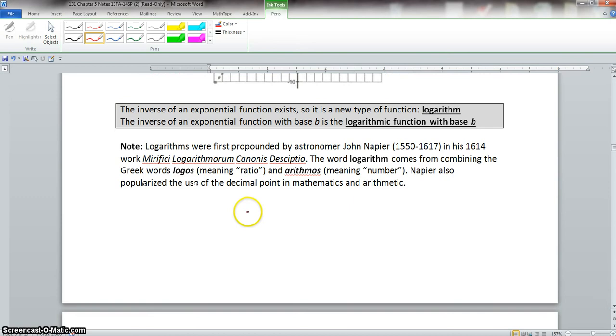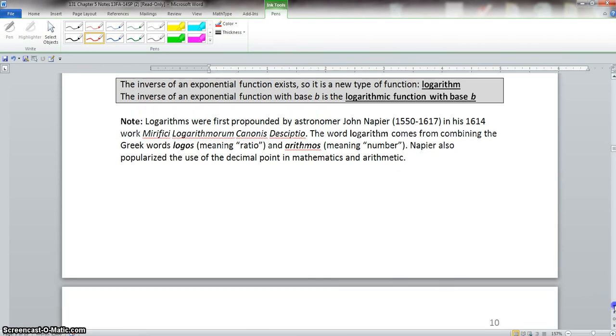So note, logarithms were first propounded by astronomer John Napier, 1550 to 1617, in his 1614 work, Mirifici Logarithmorum Canonis Descriptio. Yeah, I really chopped all those words up. But it says here, the word logarithm comes from combining the Greek word logos, meaning ratio, and arithmos, meaning number. Napier also popularized the use of the decimal point in mathematics and arithmetic.